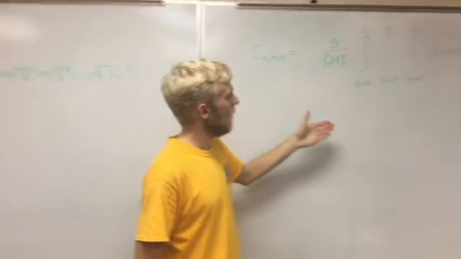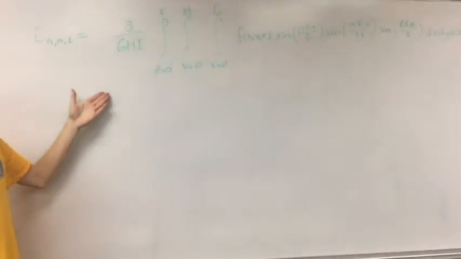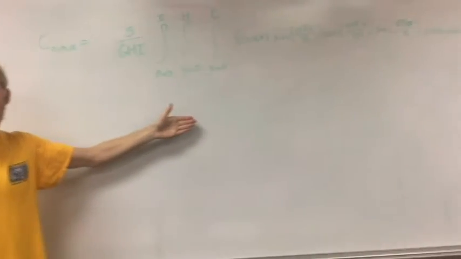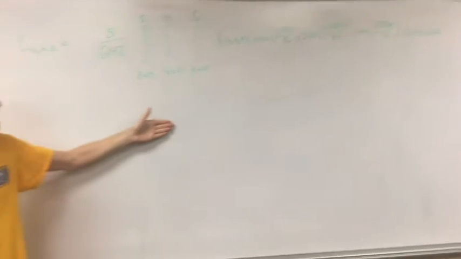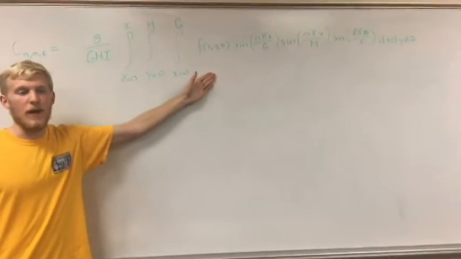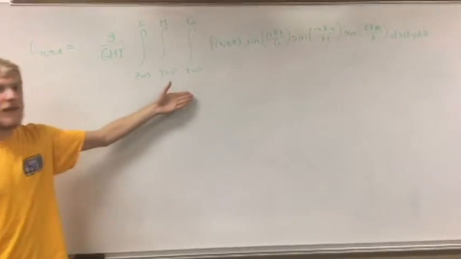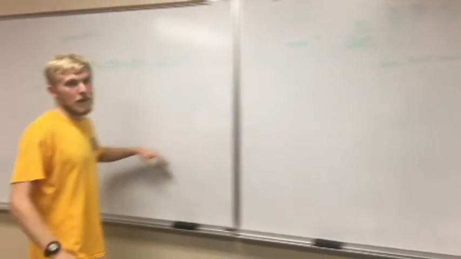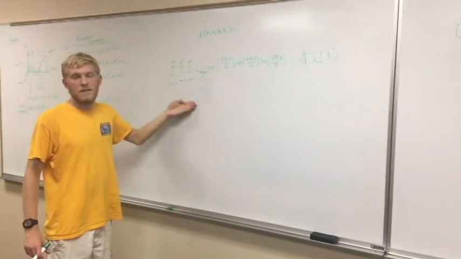Coming over here, we can see that the constant c_nml is then equal to this exciting looking triple integral, which won't be solved now because we don't actually have a function of x, y, and z. And this then is your final solution. That's your constant, and on this side here is the actual function.